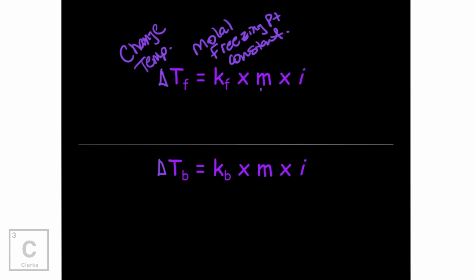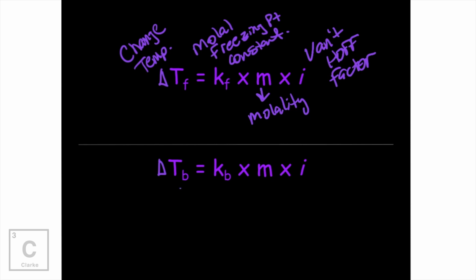But this little m, this is molality. This little italicized i, this is the Van't Hoff factor. I'll come back to that in a second because we're like, what in the heck is a Van't Hoff factor? And if you notice the formula below, it's the exact same formula, except we've got these B's for boiling point.